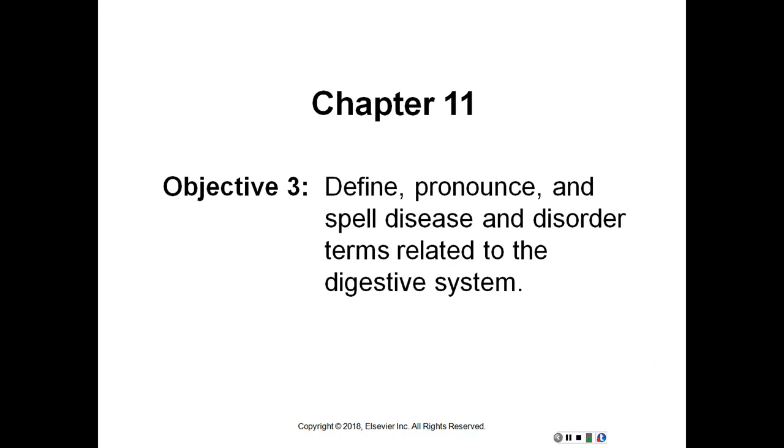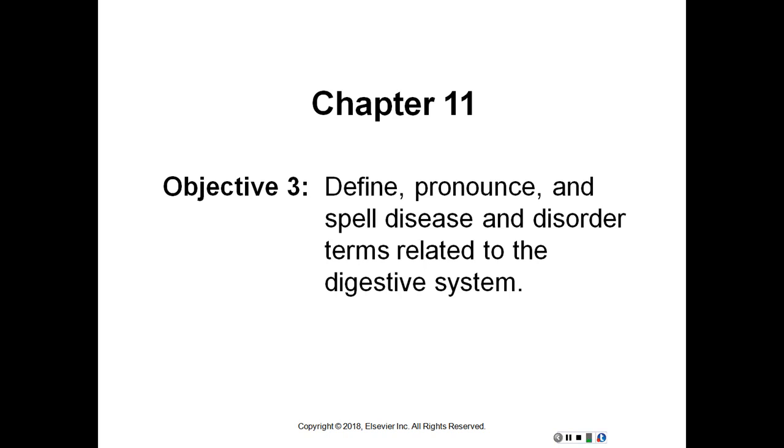Cholelithiasis, condition of gallstones. Colitis, inflammation of the colon. Diverticulitis, inflammation of the diverticulum. Diverticulosis, abnormal condition of having diverticula. Enteritis, inflammation of the intestines. Esophagitis, inflammation of the esophagus. Gastritis, inflammation of the stomach. Gastroenteritis, inflammation of the stomach and intestines.